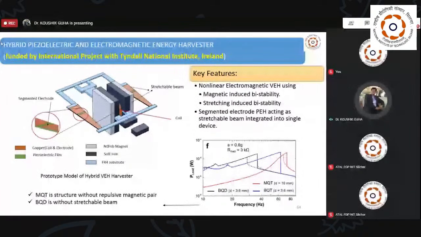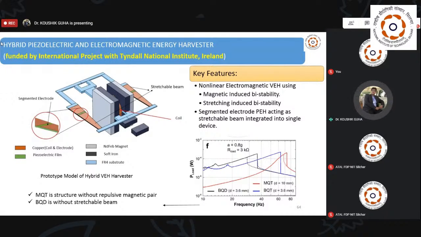But the disadvantage is that it captures high frequency, while electromagnetic has the advantage that it works on low frequency. So if we combine both transduction methods in a single harvester, then we are aiming to develop very good results and very good output power. Our new devices will be very reliable, so it can capture a wide frequency range also.